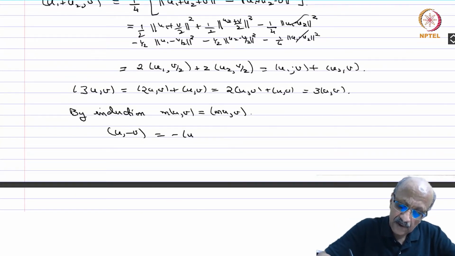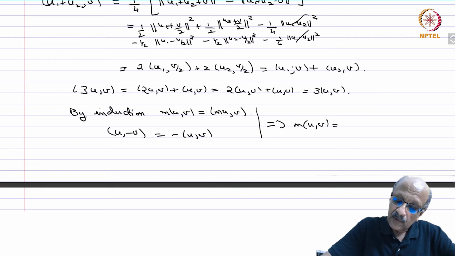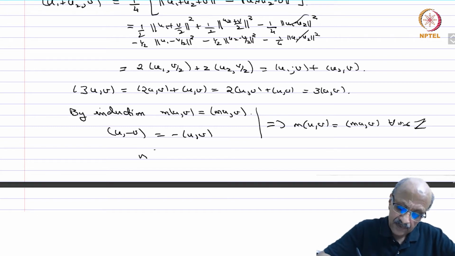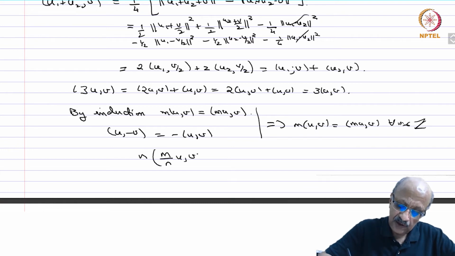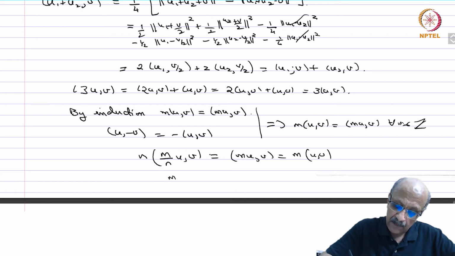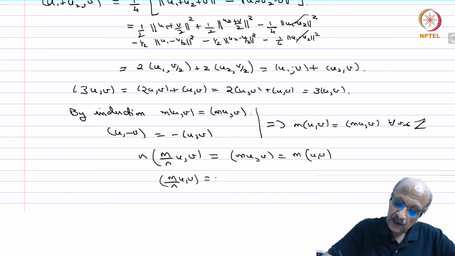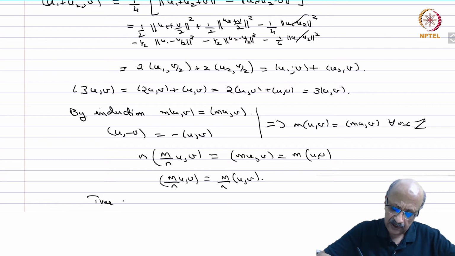We already have this, and therefore these two imply m times (u,v) equals (mu,v) for all m in Z, all integers. Okay, so then n times (m/n)(u,v) equals (mu,v) equals m times (u,v), and therefore (m/n)(u,v) equals (m/n) times (u,v). So it's true for all rationals. Now therefore true for all reals by continuity.